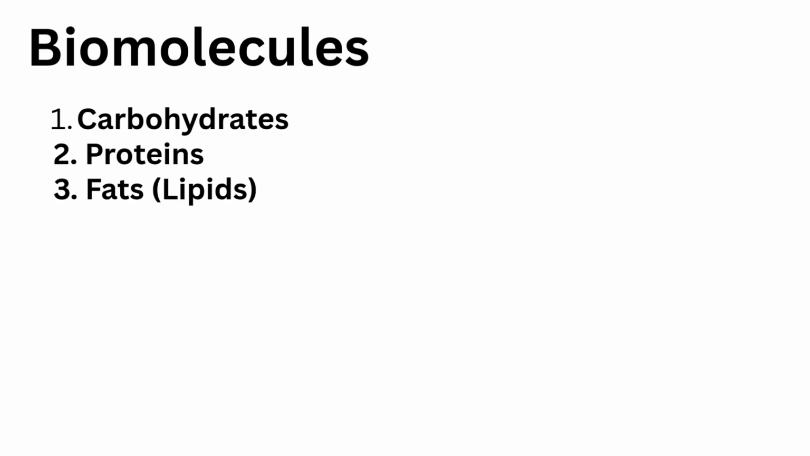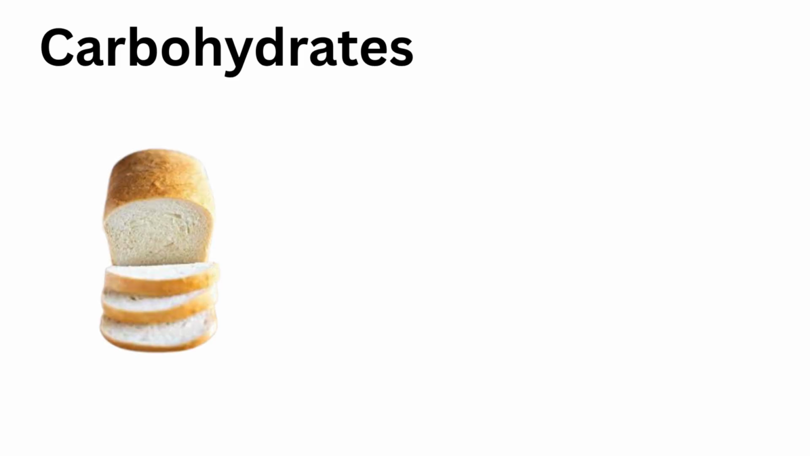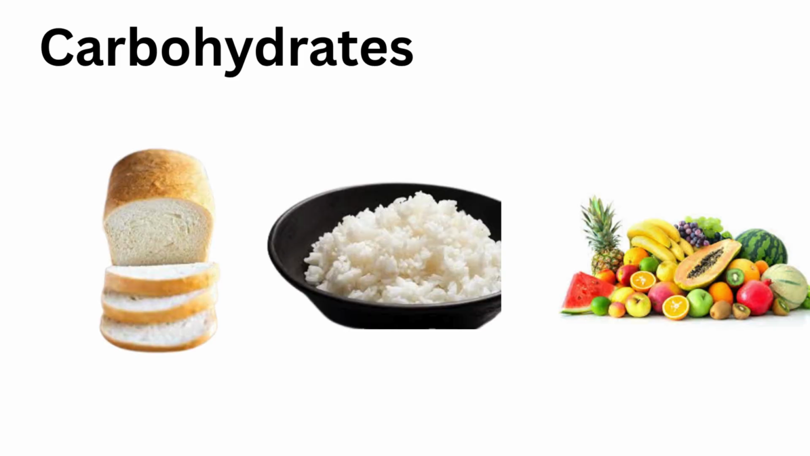There are three main biomolecules that keep every living thing alive: carbohydrates, proteins, and lipids. And each one is a specialist with a totally different job. First, carbohydrates. Carbohydrates are found everywhere, from bread, to rice, to fruits, to pasta.